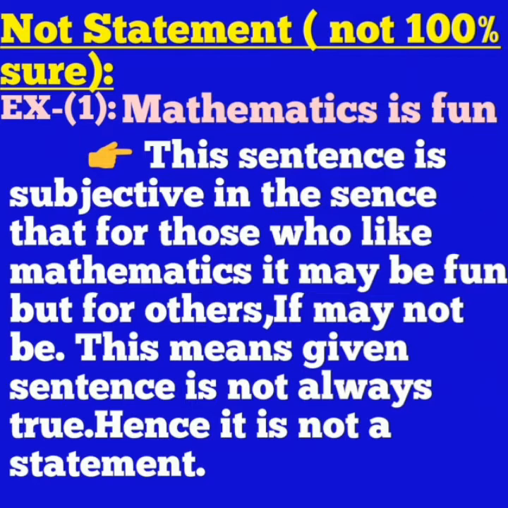Example 1: Mathematics is fun. Now here this sentence is subjective in the sense that for those who like mathematics it may be fun, but for others it may not be. This means the given sentence is not always true. Hence, it is not a statement.